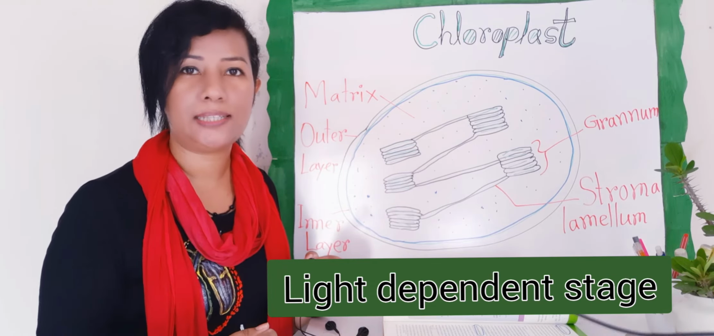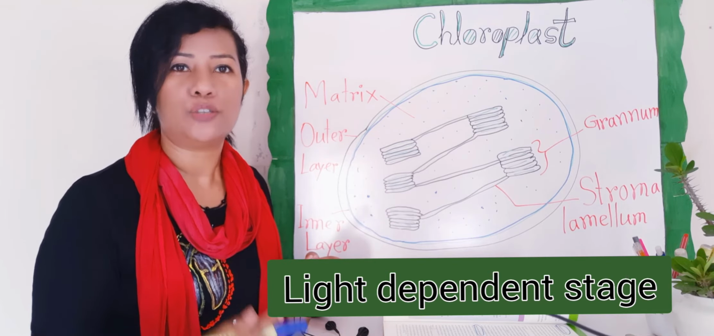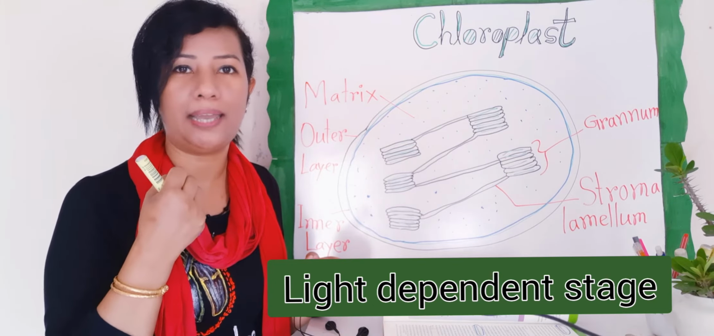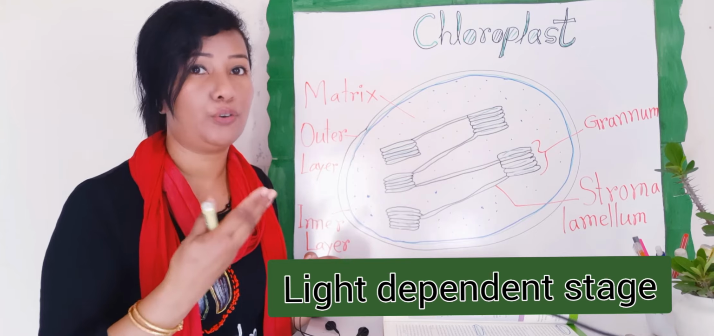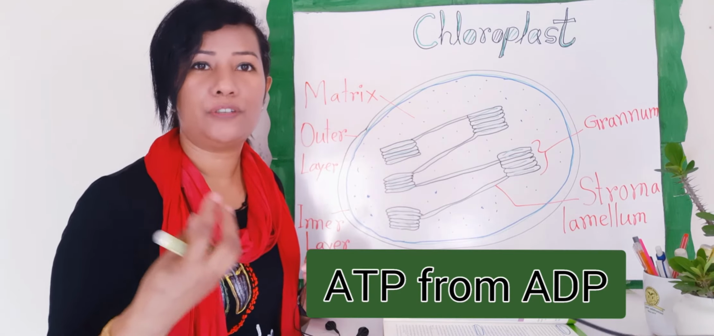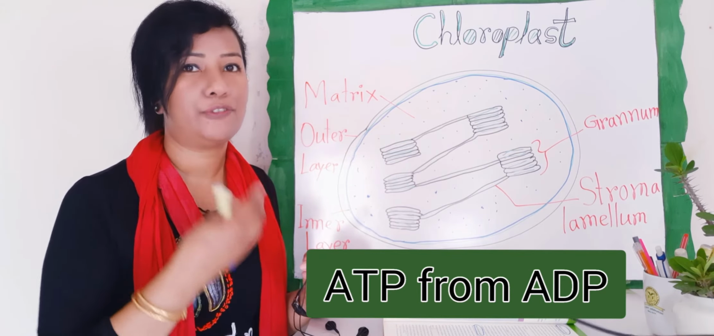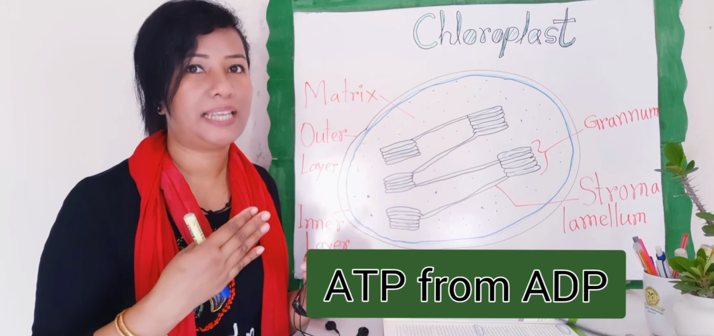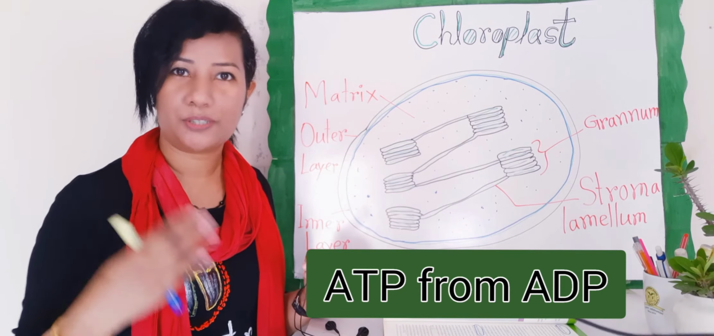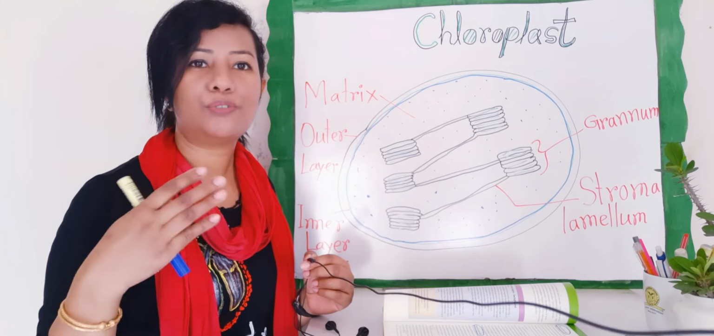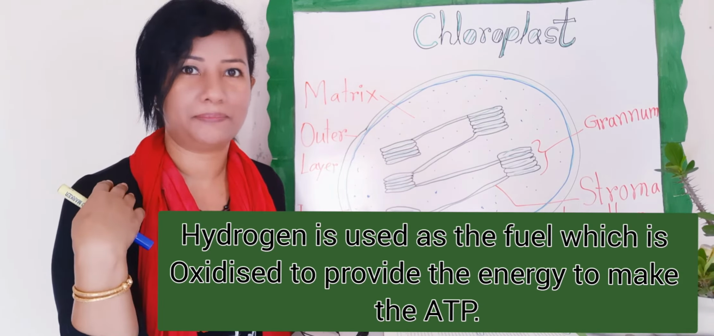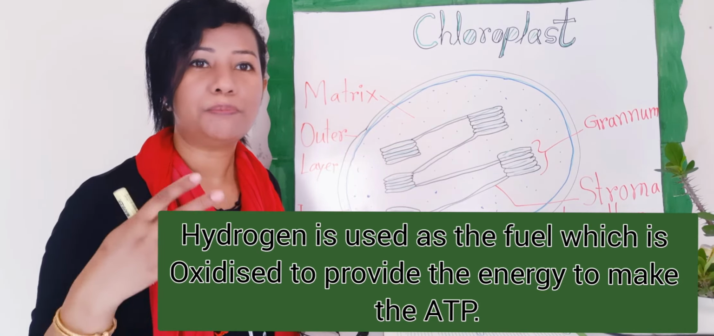What's the first stage? The light dependent stage. During the first stage of photosynthesis, the light energy is absorbed by the photosynthetic pigment, chlorophyll, the green color. Chlorophyll manufactures ATP from ADP. ATP is adenosine triphosphate. ADP is adenosine diphosphate. You must remember that. It is used like a fuel for plants, not animals. You must remember that.